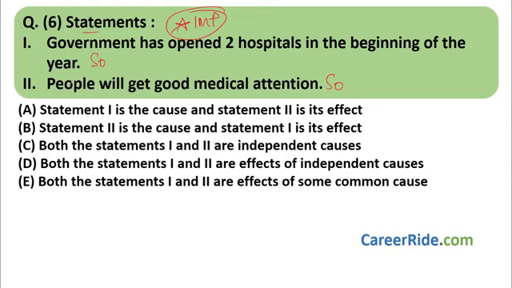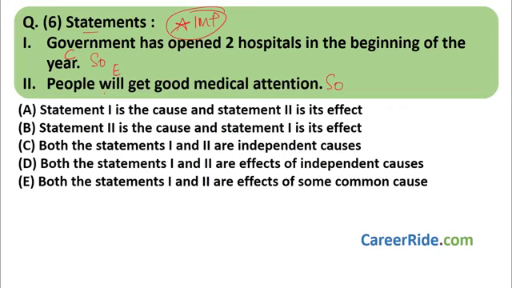Now if you see the second sentence, it says people will get good medical attention, so government has opened 2 hospitals. You might think that this makes sense, this is correct, and you might mark B, but actually this is grammatically wrong. Only the first combination makes sense. Government has opened 2 hospitals, so people will get good medical attention. This is the cause and this is the effect.